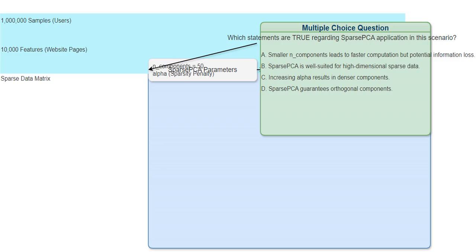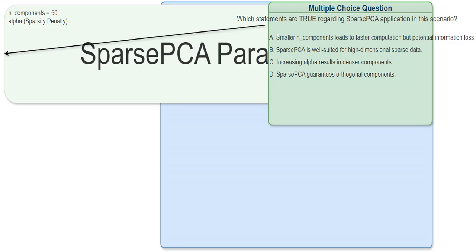This just reiterates the massive size of my dataset. 1 million users interacted with 10,000 web pages. That's a lot of data. I'm using _n_components to control how much I shrink the data. I want 50 components. The _alpha parameter tunes the sparsity, how many zeros there will be, of the result.